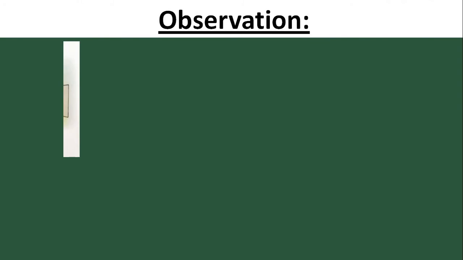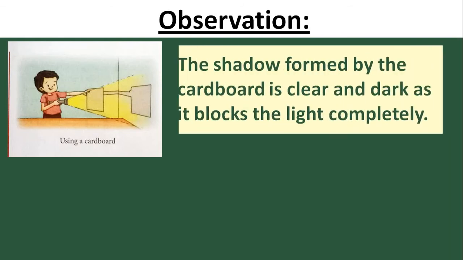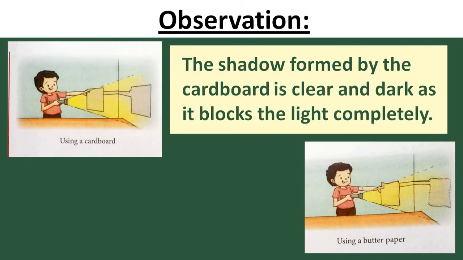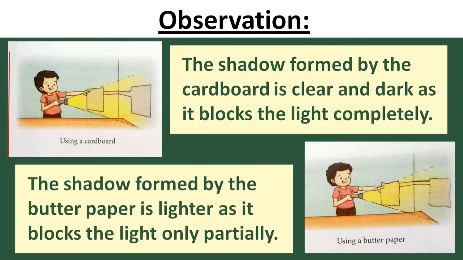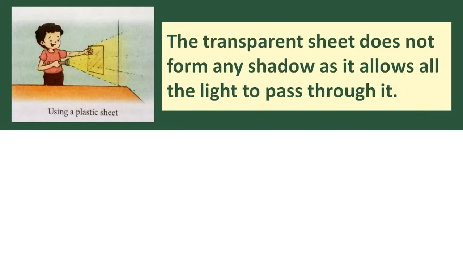Children, you'll find that the shadow formed by these three objects is different. You will see that the shadow formed by an opaque object, meaning cardboard, is dark and clear as it blocks the light completely. Okay, and you will see that the shadow formed by butter paper or a translucent object is lighter as it blocks the light only partially. But you will find that no shadow will form from the transparent sheet. Reason? Because it allows all the light to pass through it.